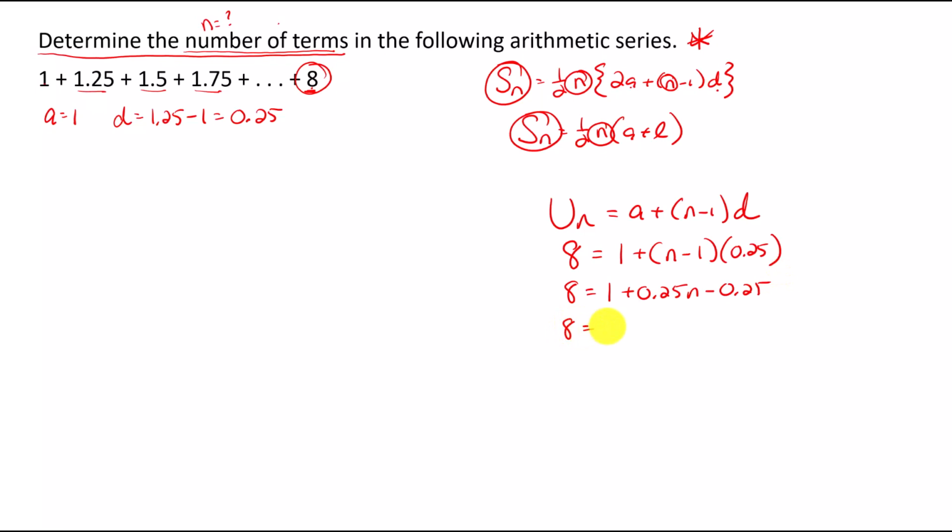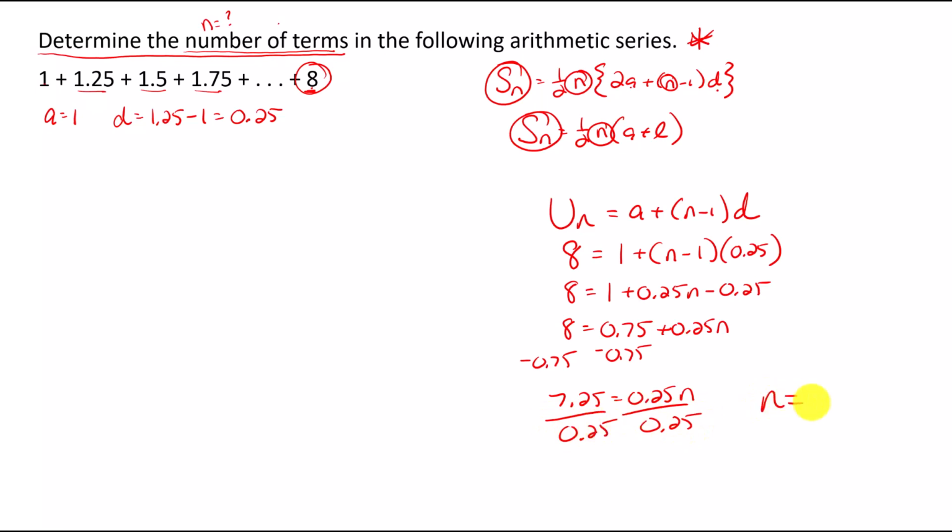And so 8 equals, this is going to be 1 minus 0.25, which is going to be 0.75 plus 0.25n. I'm going to subtract my 0.75 from both sides, and this is going to give me 7.25 equals 0.25n. And then, of course, I'm dividing by 0.25. And n equals 29. So I had to go 29 terms to get to this 8 right here.